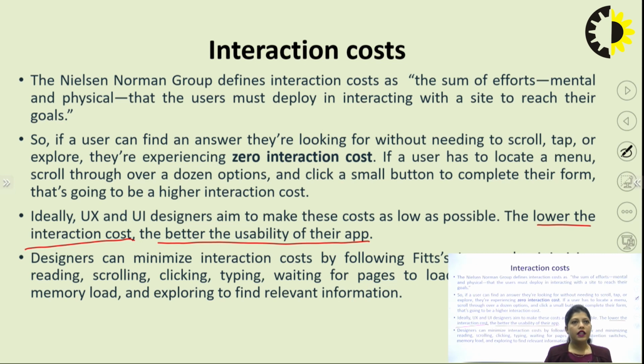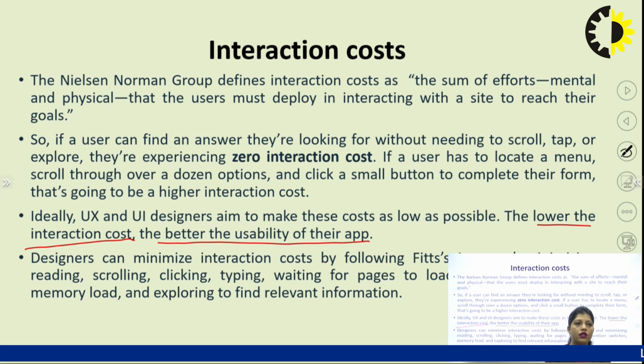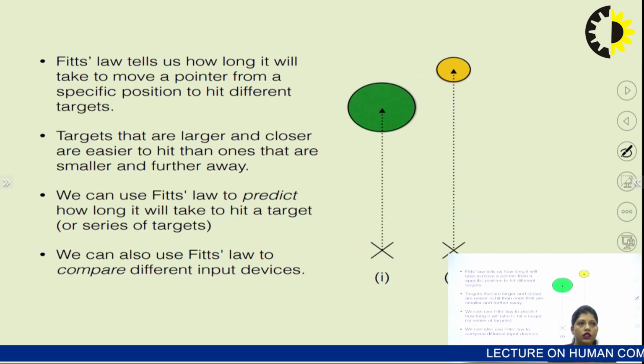So we can decrease the interaction cost by using Fitts's law, because Fitts's law helps in calculating the movement time for reading, for scrolling, for clicking, typing, and waiting for pages to load. So all these things can be minimized through Fitts's law, and our interaction cost is also low with the help of Fitts's law. So this is the example of how to apply Fitts's law.